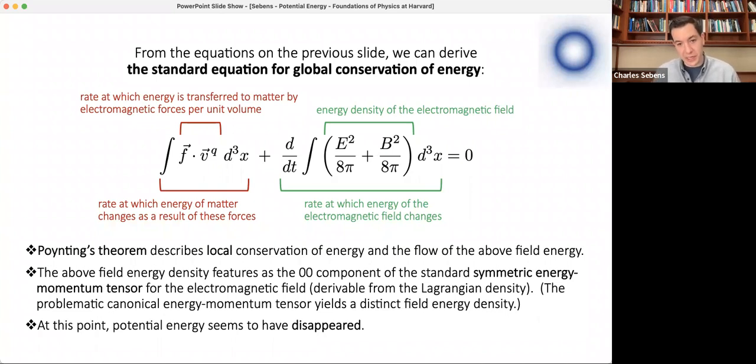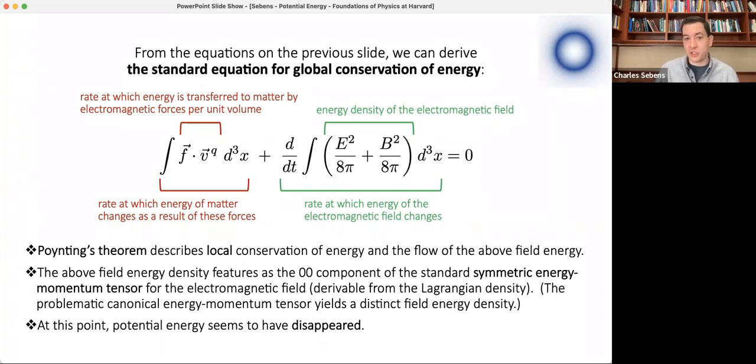The second part here, with the green text, is an energy density of the electromagnetic field, where part of it is just as before in electrostatics, E squared over 8 pi, and then we also have B squared over 8 pi for the magnetic field. Integrate that over all of space, you have the total energy of the electromagnetic field. Take the time derivative, and you have the rate at which the energy of the electromagnetic field changes. So this is an equation for global conservation of energy.